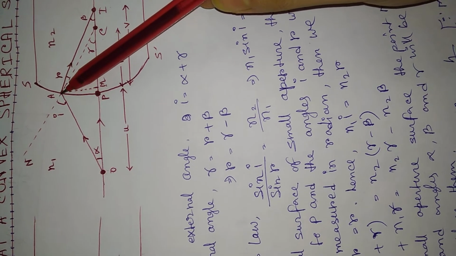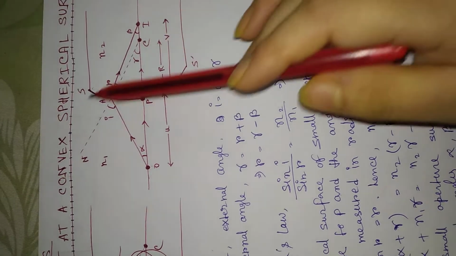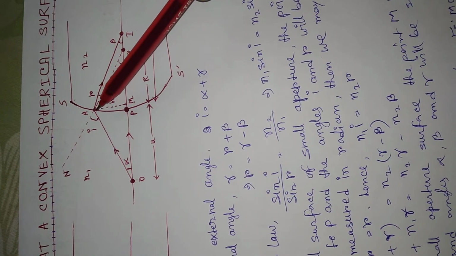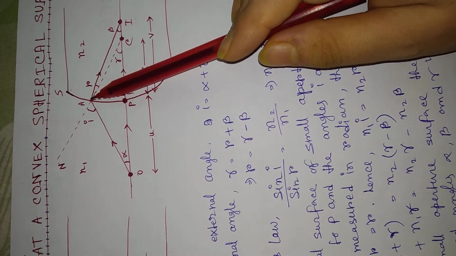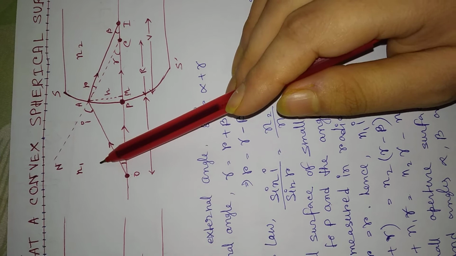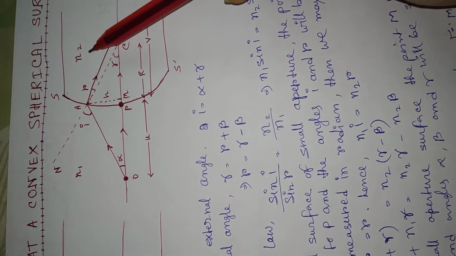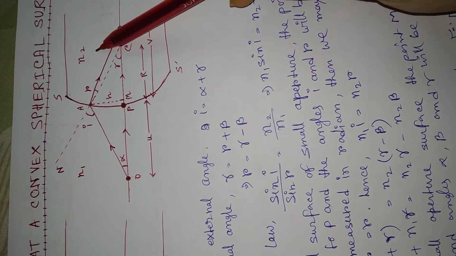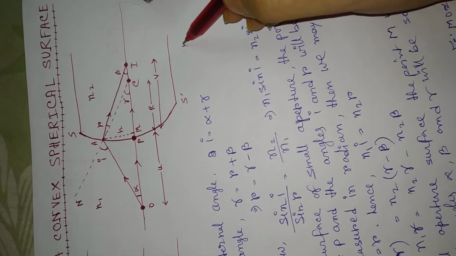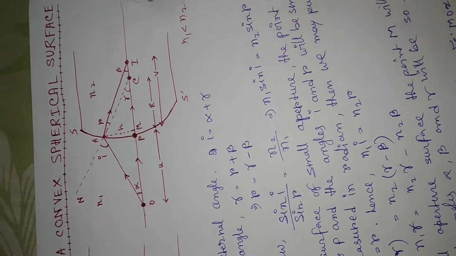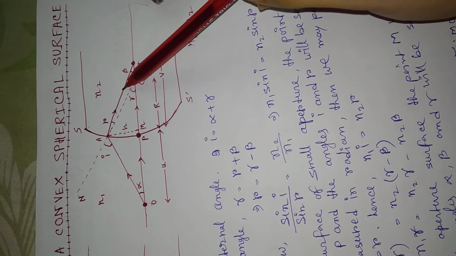and incident at point A, and CN is the normal at point A. Okay, and the ray bends. We know that the refractive index of this medium is n1 and the refractive index of this medium is n2, and here we assume that n1 is less than n2. That means the light travels from a rarer medium to a denser medium, right?